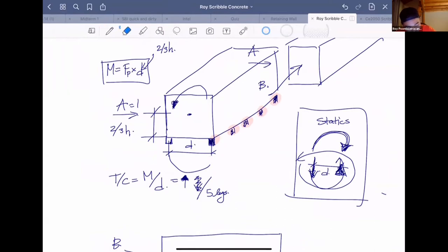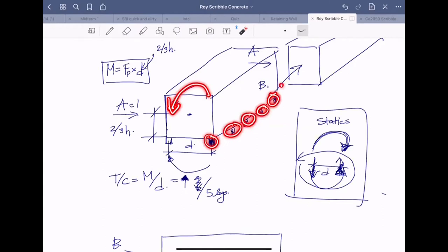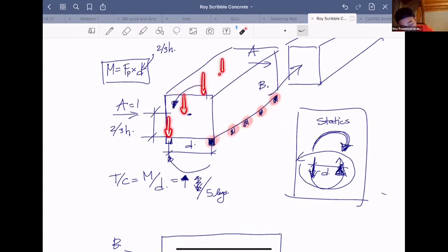So when I do it this way, we know that the pink is experiencing tension. So these are all your tension, right? Due to this moment, right? If you did this rotation, you could feel that these are all in tension, yes? Okay. And so we know that these are all in compression on the other side, right?